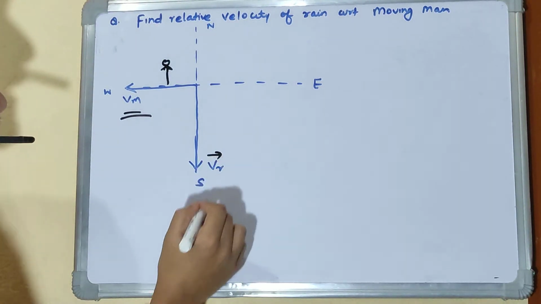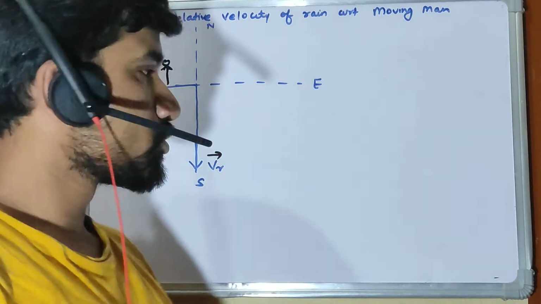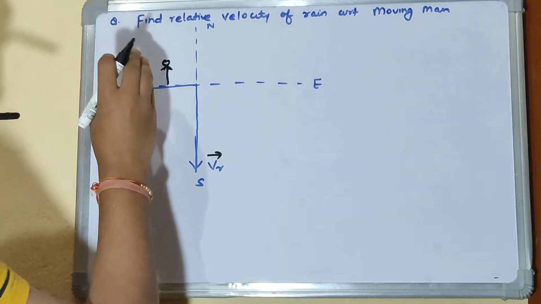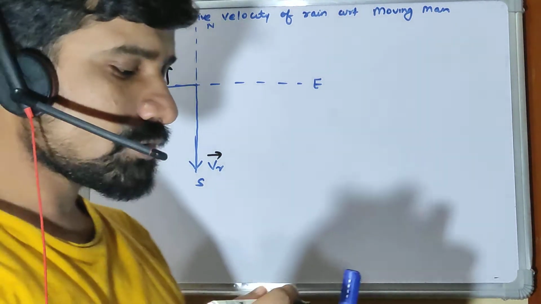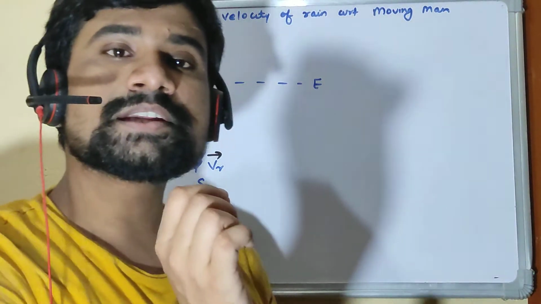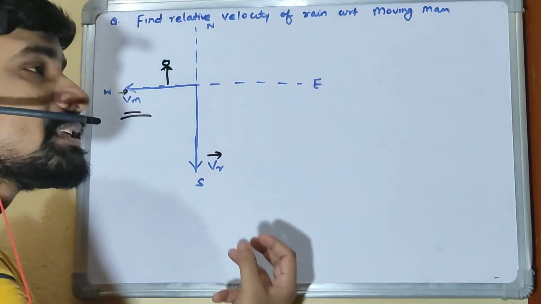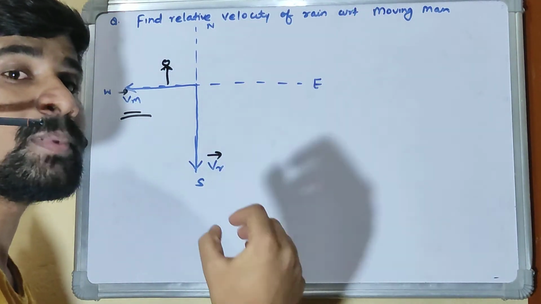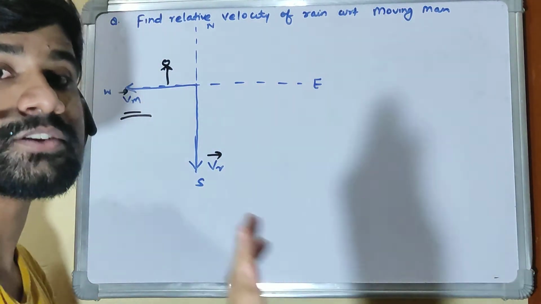This Vr is the velocity of rain, which is falling vertically downwards at 90 degrees with respect to horizontal. So rain is falling vertically at Vr, and the man is moving at velocity Vm to the west. Vr is the velocity of rain with respect to ground. If a stationary body is on the ground, he will see the rain droplets coming vertically and falling on himself. So rain droplets will appear to fall vertically on it as long as it is at rest on the ground.